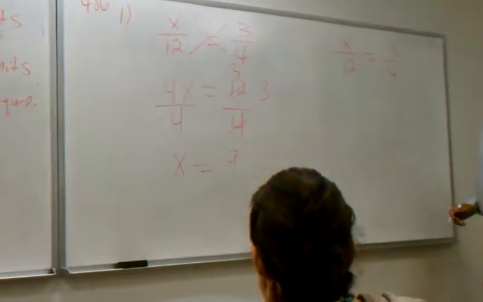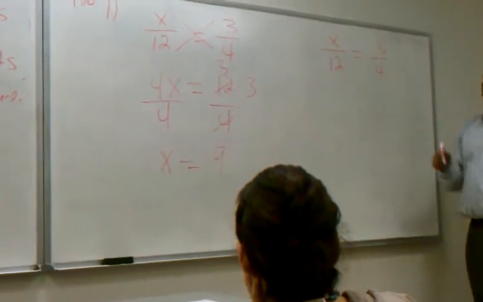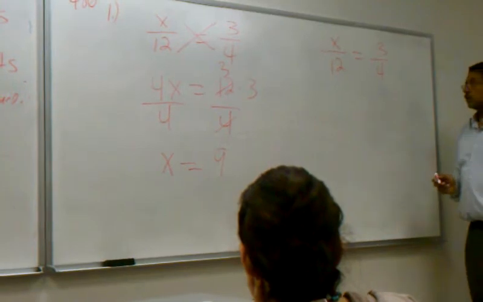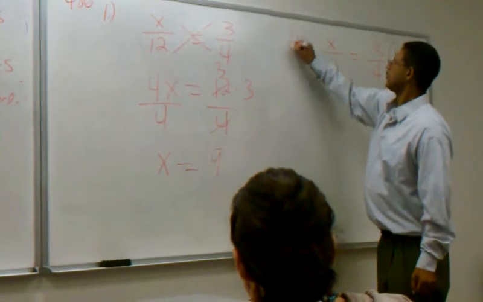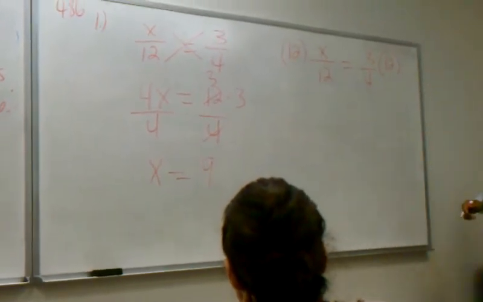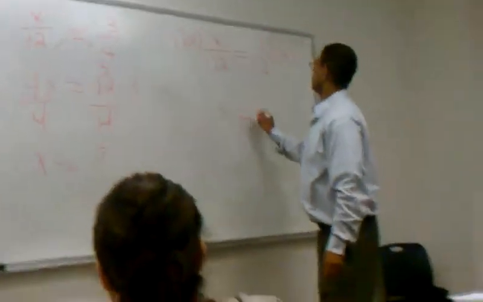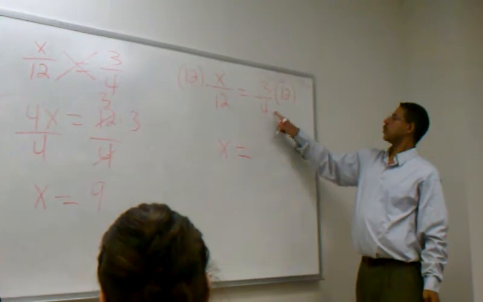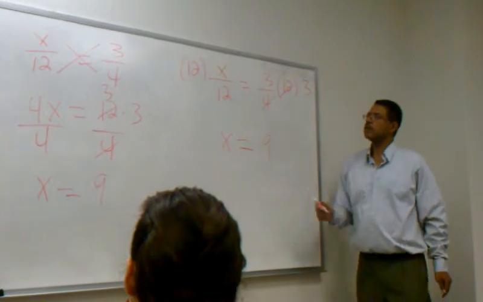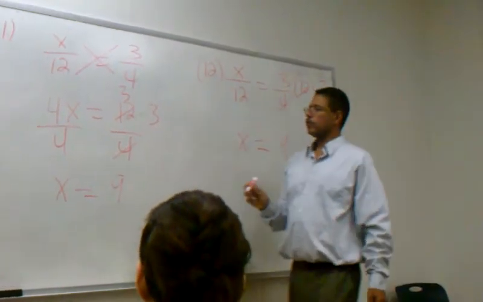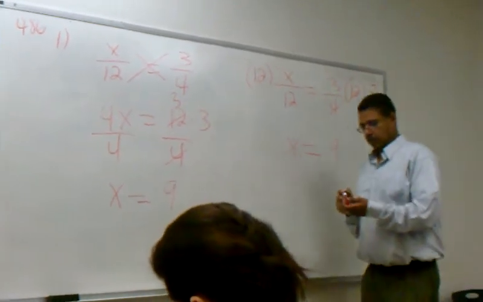Now, the other way you can do these is find the LCM. What's the LCM for 12 and 4? 12. So multiply both sides by 12. This is just another way of doing it. The 12s cancel, and then we get x. And 4 goes into 12 how many times? 3 times. 3 times 3 is 9. You can use this method to solve, or you can use cross multiplication. You probably want to use cross multiplication, but it's up to you. You decide which method you want to use.